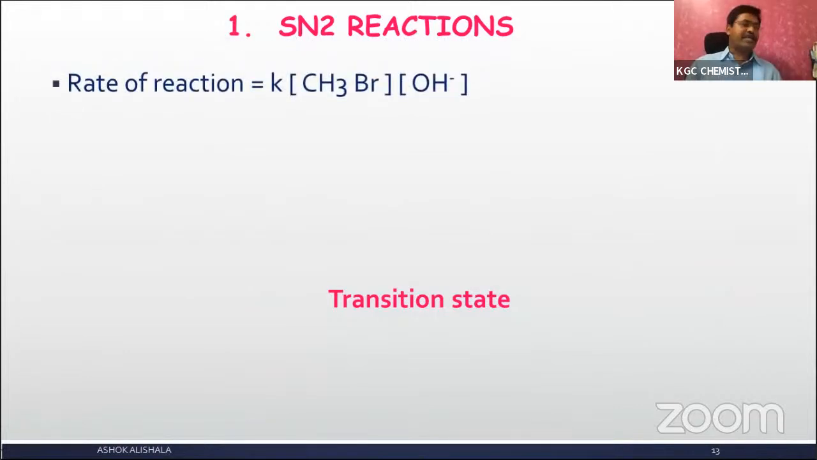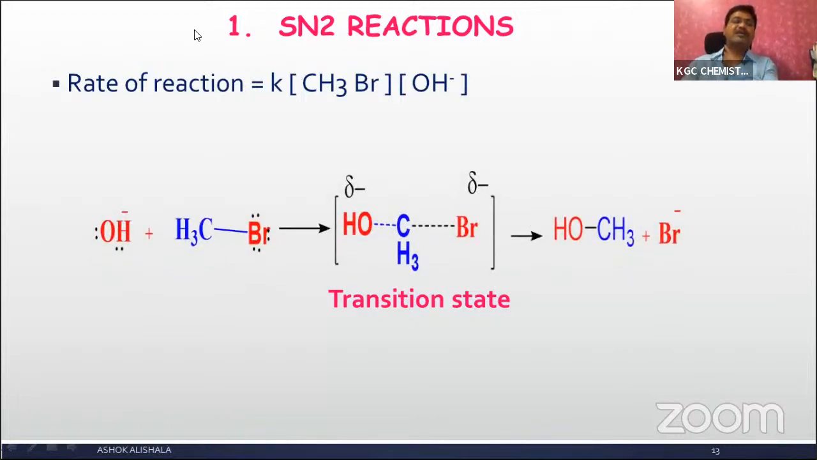What happened? The rate of the reaction is directly proportional to the alkyl halide as well as the hydroxide. That's why the overall reaction is second order. That's why it is an SN2 reaction. Let us see here. The hydroxide ion attacks the methyl bromide, and here the bond will be broken between the carbon and the halogen bromine, and there is a partial bond between the carbon and oxygen. And this transition state consists of both species. That is, bromide and hydroxide are both present.